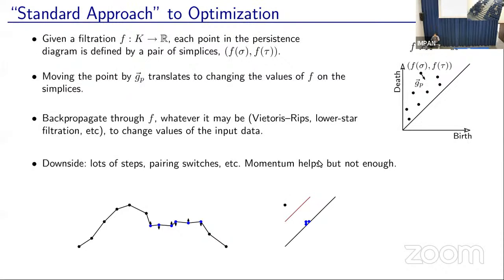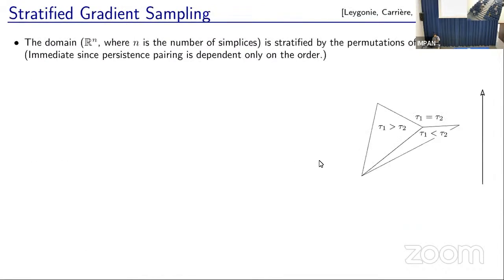Now, momentum helps a lot, as it always does with optimization, because if a point is moving in one direction, it will keep moving in that direction. But still, it requires doing a lot of work. I call this a standard approach, but this is almost the only approach because there's a dearth of algorithms for solving this problem. And the only non-trivial algorithm that exists that I know of was proposed just last year by Leygonie, Carrière, Lacombe, and Nadeau. And the idea is roughly the following.